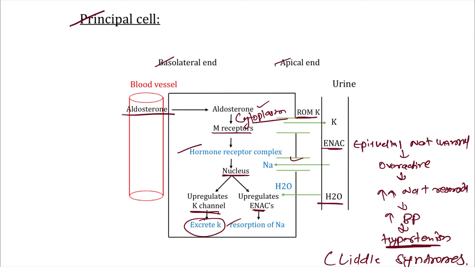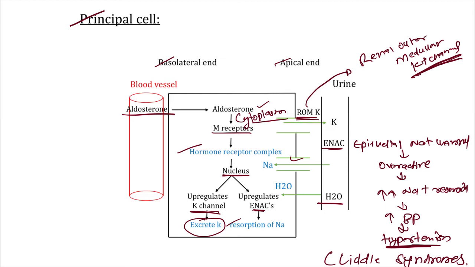These are our ROMK, the renal outer medullary potassium channels. So now we know by upregulating the ENaC channels, this aldosterone will cause resorption of sodium and water, and by upregulating the potassium channel, the ROMK, this will help in excretion of potassium.